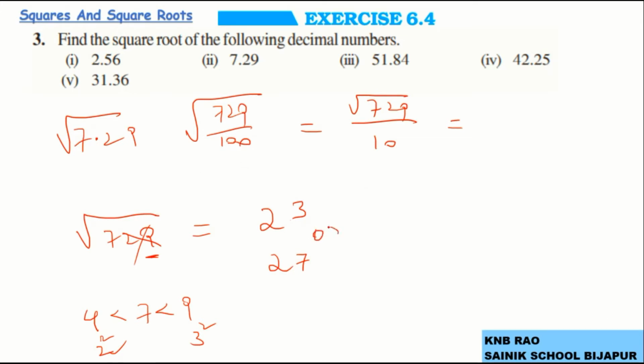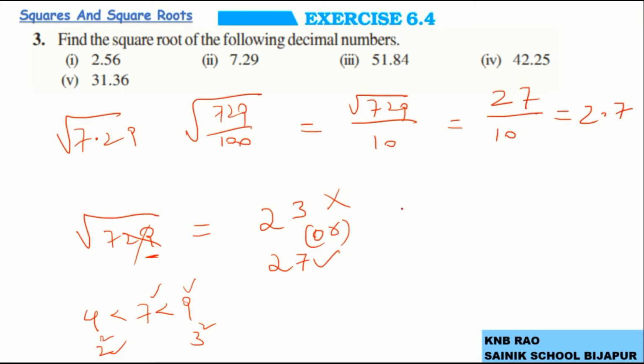Either 23 or 27 is the right square root of 729. But which one to be chosen? This 7 is close to 9. That means amongst them the bigger one is the right answer. So 27 will be the square root of 729. So 27 upon 10 gives 2.7.